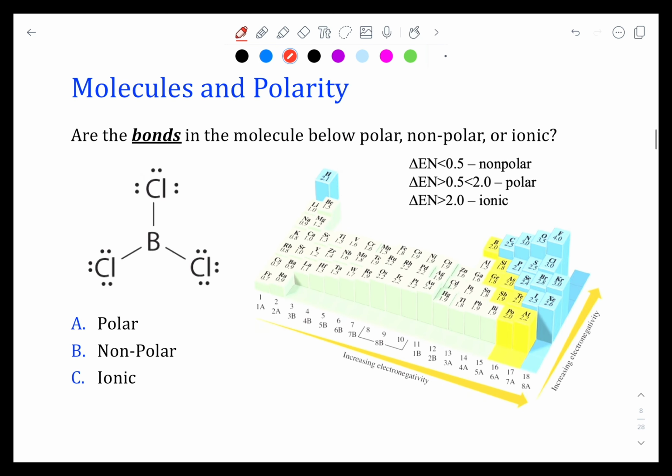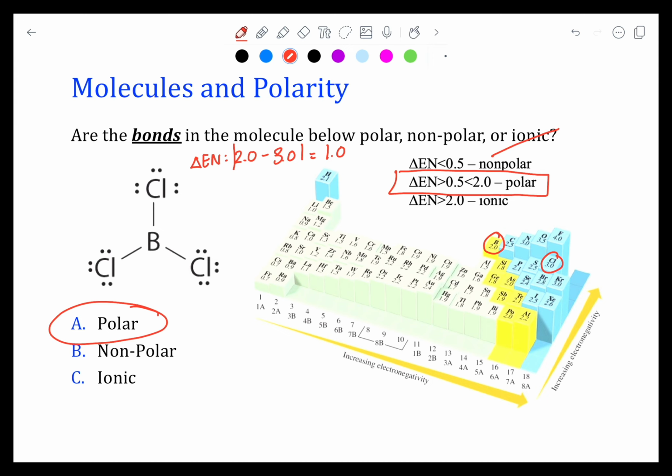In our final example, let's determine if the bonds in BCl3 are polar, nonpolar, or ionic. Well, we have bonds, so it's not ionic at all. So we have polar and nonpolar to determine. Let's look at the delta EN. Boron is 2.0. Chlorine is 3.0. Again, this is an absolute value, so that gives us a difference of 1.0. That lands us in our second option, which says that it is polar, so the bonds are polar.